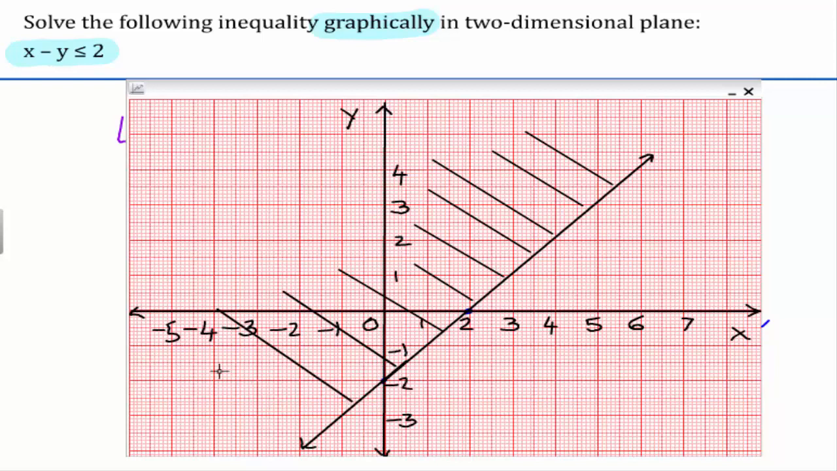Here we have no rules for the lengths of these arrows and the distance between the two arrows. So these arrow marks are meant to show the region towards that, and you can also shade the region towards this. So the inequality here is x minus y less than or equal to 2.